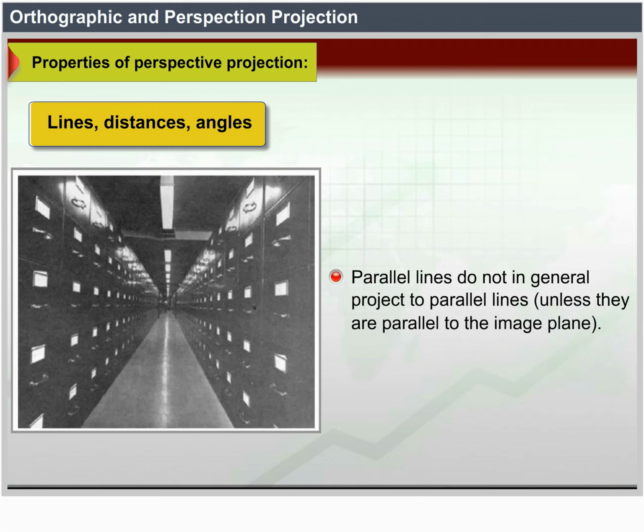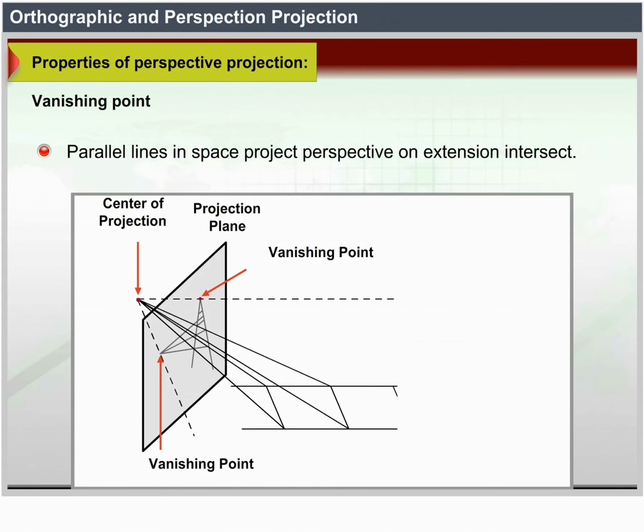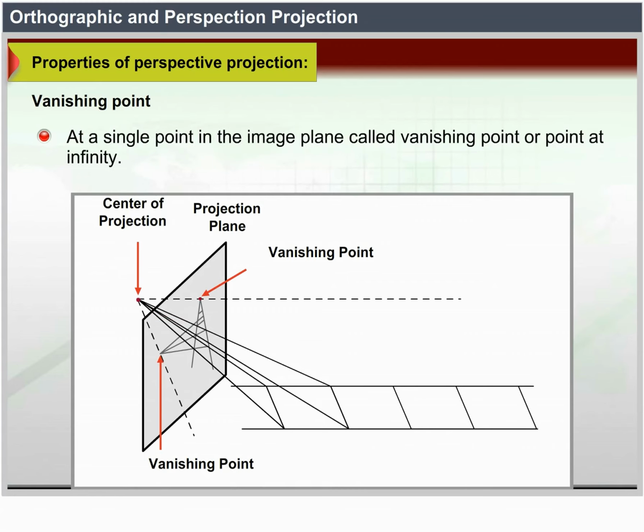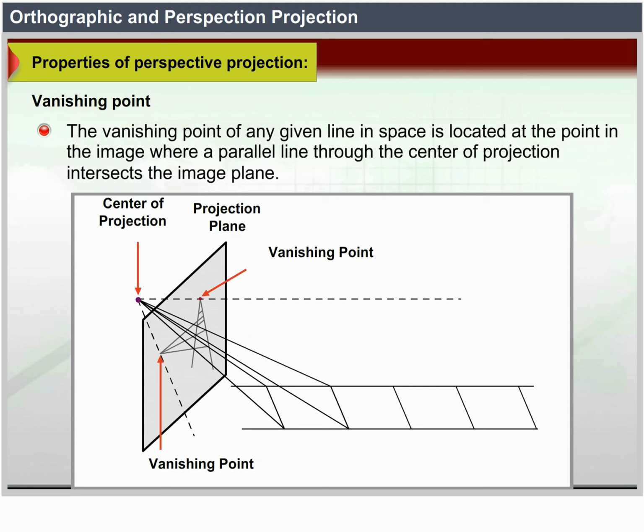Vanishing point. Parallel lines in space project perspectively onto lines that on extension intersect at a single point in the image plane called the vanishing point or point at infinity. Alternative definition: the vanishing point of a line depends on the orientation of the line and not on the position of the line. The vanishing point of any given line in space is located at the point in the image where a parallel line through the center of projection intersects the image plane.